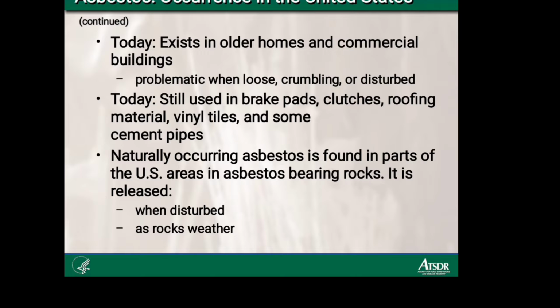Now, today asbestos exists in older homes and commercial buildings, and it is usually problematic when loose, crumbling, or disturbed. Today, it is still used in brake pads, clutches, roofing material, vinyl tiles, and some cement pipes. Naturally occurring asbestos is found in parts of the United States in asbestos-bearing rocks. It is released when disturbed or as rock weathers.